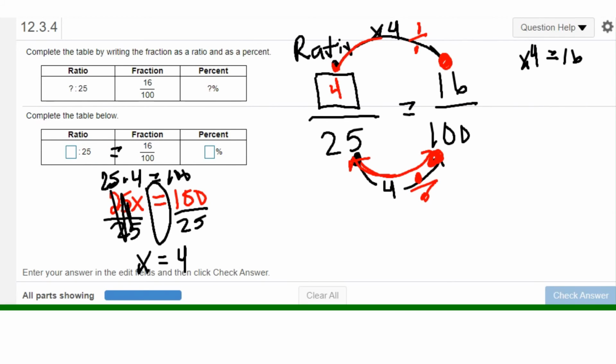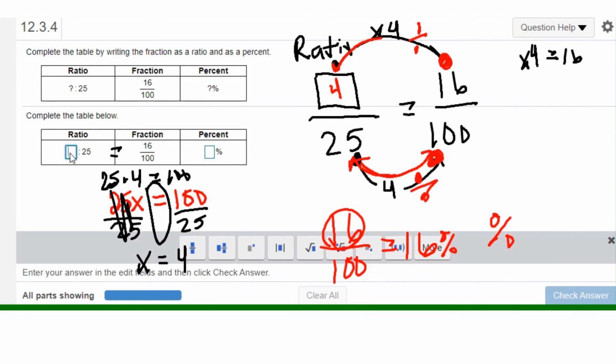And then since my fraction says 16 over 100, and percent is per 100, I can just put the numerator as my percent. So it's 16%, 16 per 100, or for every 100. So I'm going to put 4 right here, and I'm going to put 16 right here.